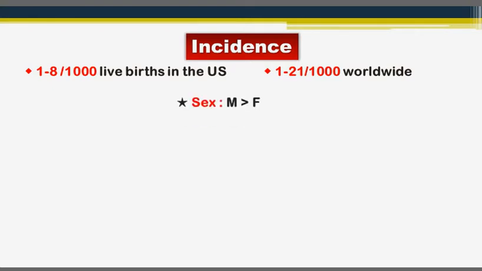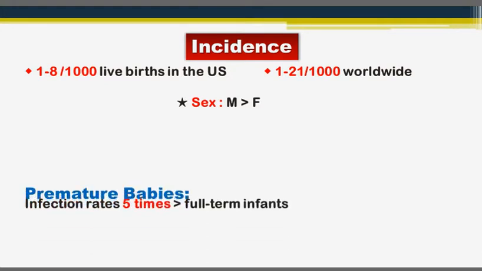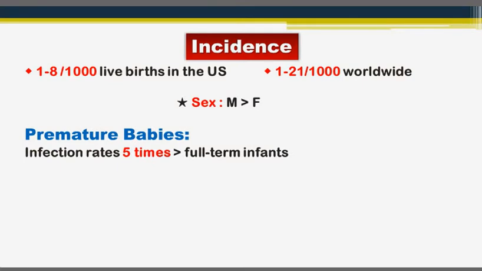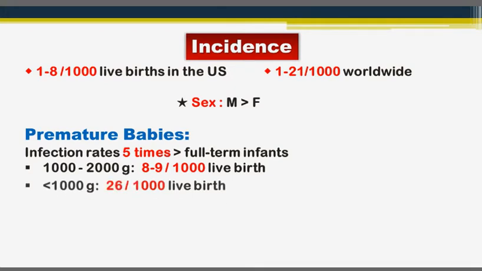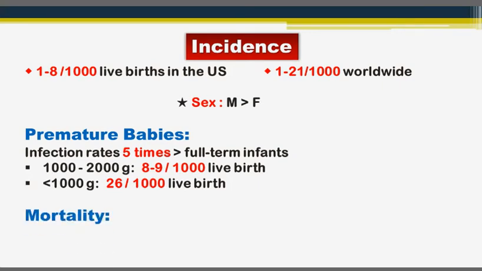The sex predilection is in males, of course; it will be more than in females. For premature babies, the infection rate will increase 5 times more than in full-term infants because of the complications of prematurity. So according to the birth weight, you can see how the incidence increases when the baby is less than 1,000 grams of birth weight.